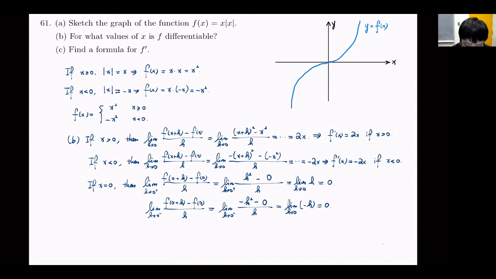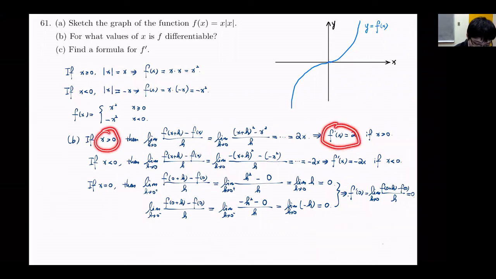So we see that the left-hand limit and the right-hand limit of the same expression are the same. In particular, this implies that f prime of 0, being the two-sided limit of f of 0 plus h minus f of 0 divided by h, exists, and moreover equals 0. So from here we have concluded that if x is positive, f prime of x exists. If x is negative, f prime of x exists. And finally, if x equals 0, f prime of x also exists. So to answer part B, f is differentiable everywhere. That will be the answer for part B.